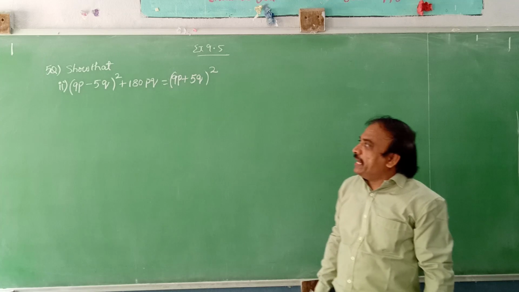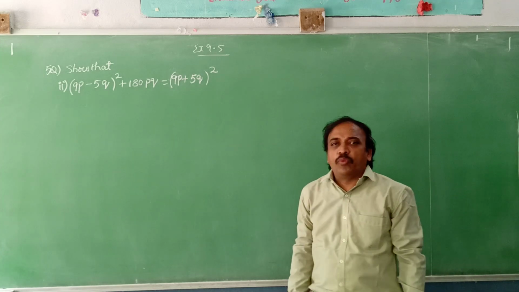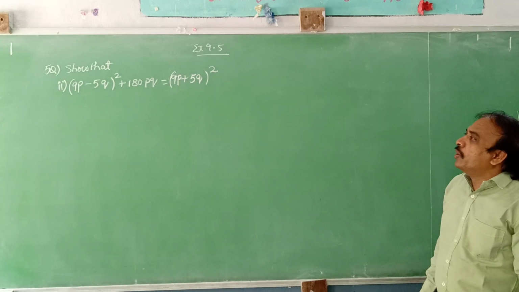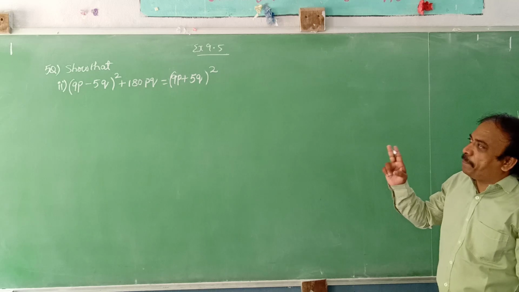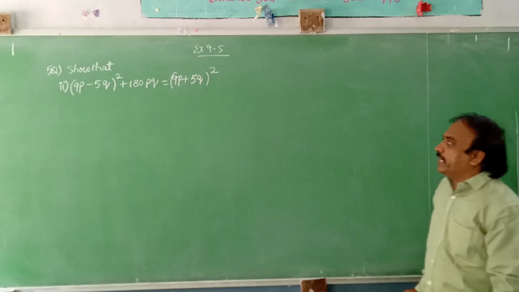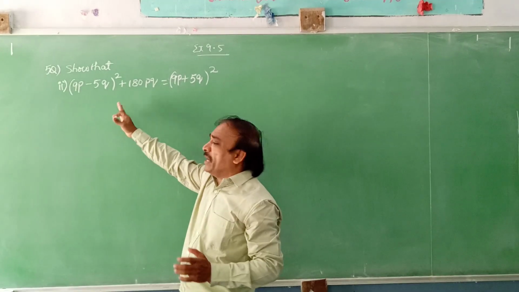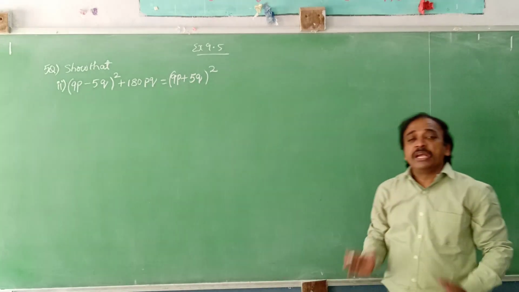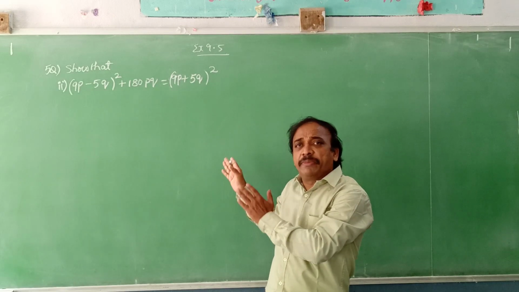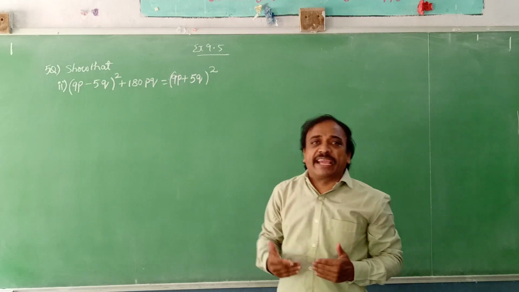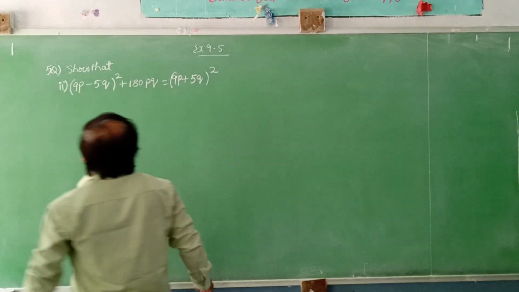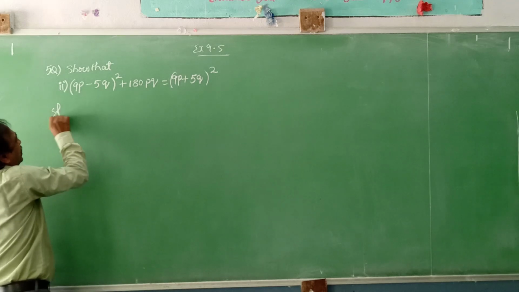Show that (9p minus 5q) whole square plus 180pq is equal to (9p plus 5q) whole square. Observe it. Here there are two parts, LHS and RHS, both given. If you simplify LHS, you may get RHS, or if you simplify both LHS and RHS, you must get the same answer. That is what we have to show.